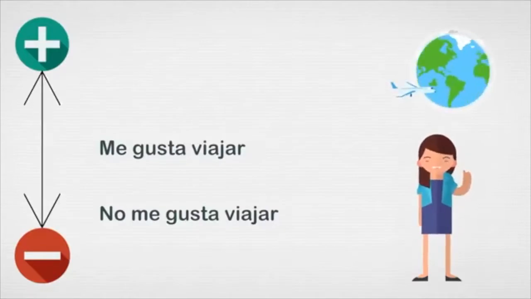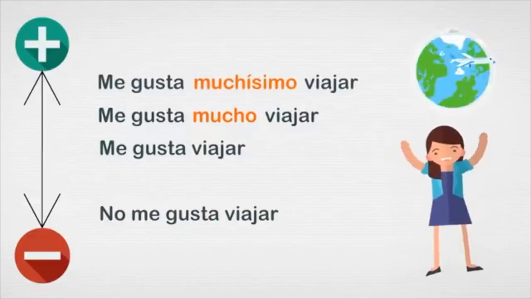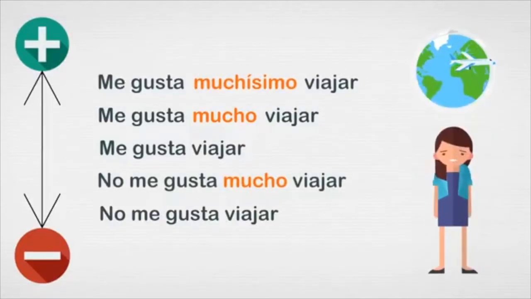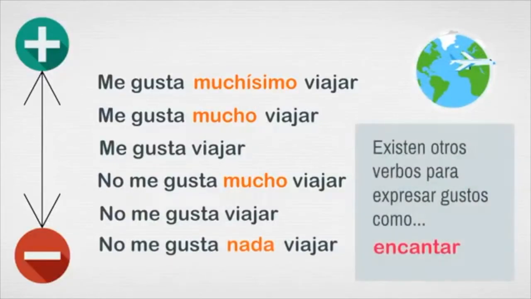So we have no me gusta viajar, I don't like to travel, and me gusta viajar, I like to travel. But let's go into other sentences. For example, no me gusta nada viajar. I don't like to travel at all. No me gusta viajar. I don't like to travel. No me gusta mucho viajar. I don't like to travel much. Me gusta muchísimo viajar. I like to travel a lot.